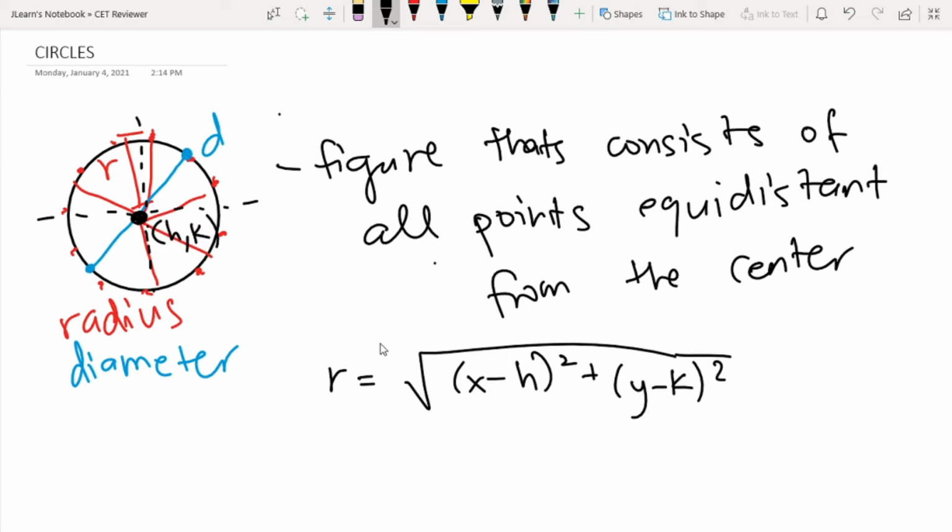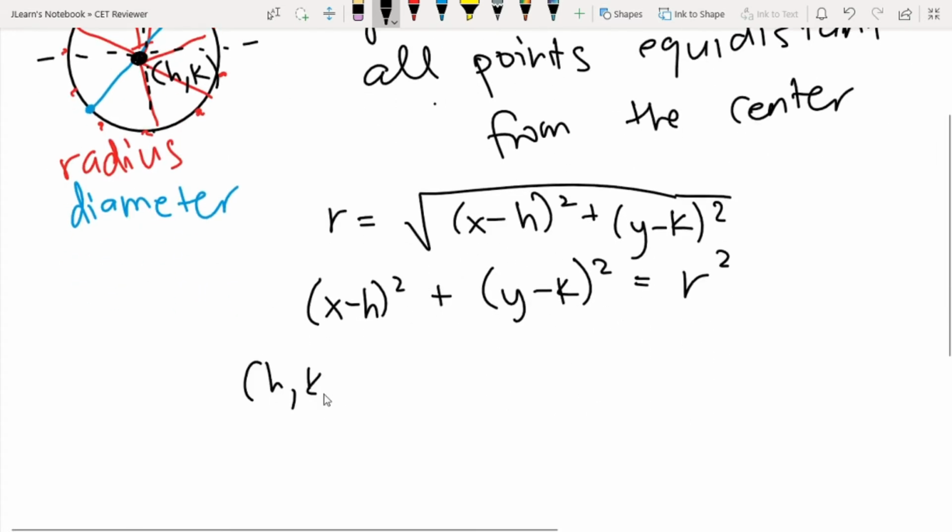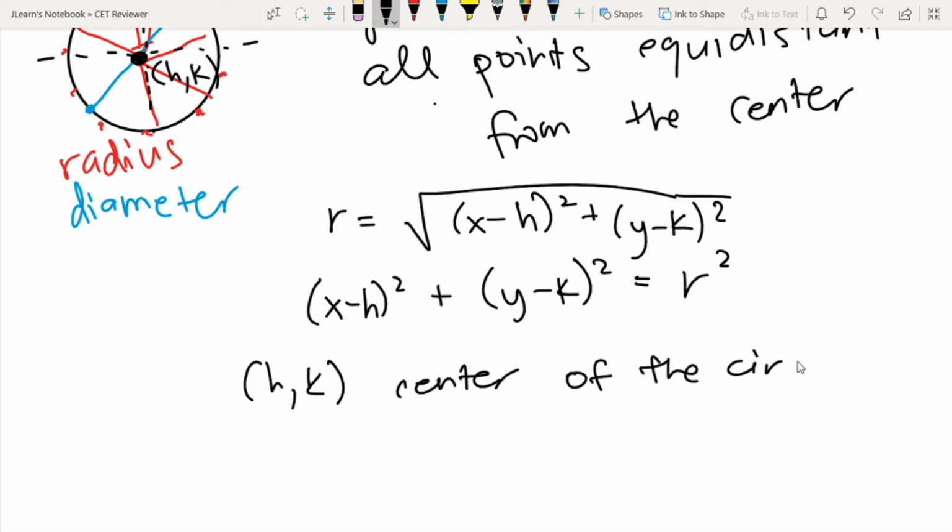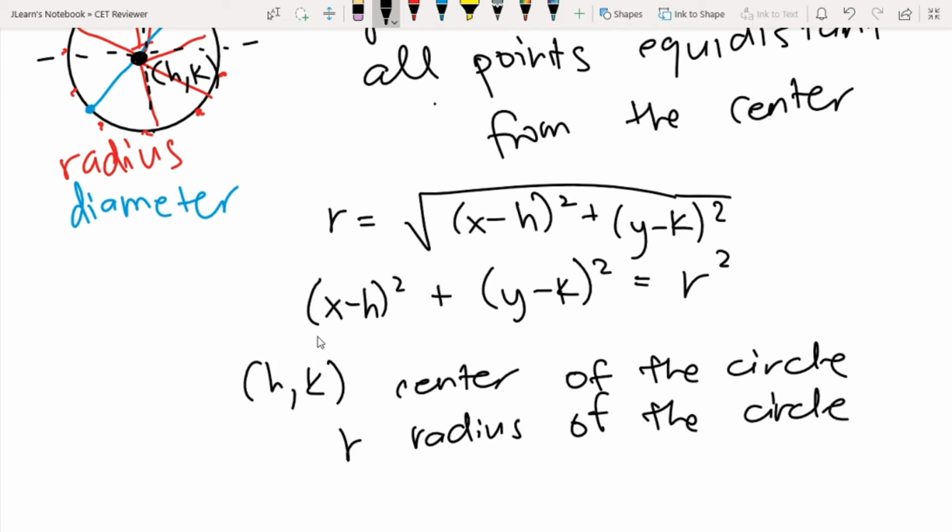Okay, so meaning we can graph a circle kapag meron tayong equation na nasa form ng x minus h squared plus y minus k squared is equal to r squared. Okay, and remember, h comma k is the center of the circle. And r is the radius of the circle. Okay? So tinatawag natin itong form na to as the center radius form or the standard form.